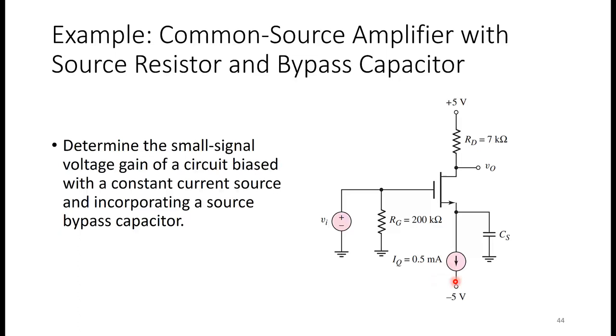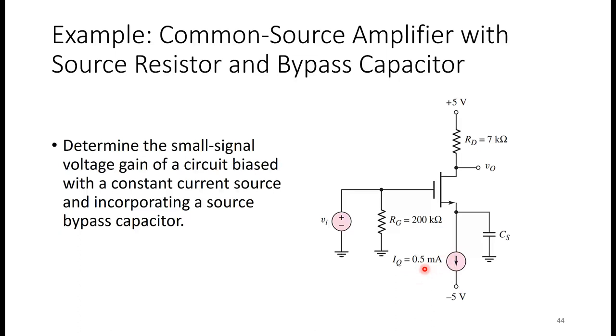Now, we know that IG is equal to 0, so all of ID is going to be IS. So ID is going to be equal to IS, which means IDQ is going to be 0.5 milliamps here. But then just now I said that the capacitor is going to short this out, right? Well, it shorts it out in the AC analysis. But for the DC analysis, for us to get IDQ, we can use this concept: ID, the drain current, is equal to the source current, which is fixed by this constant current source with a value of 0.5 milliamps.